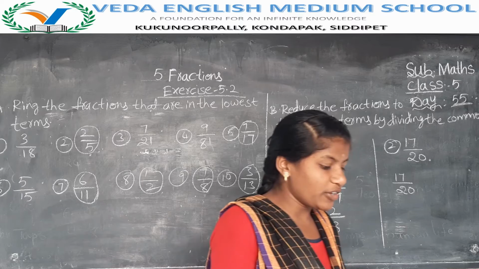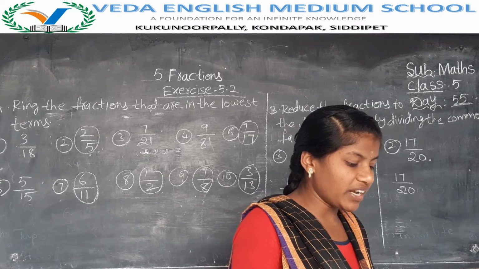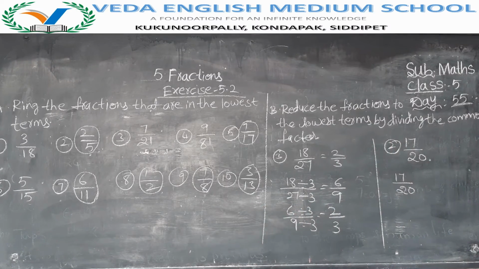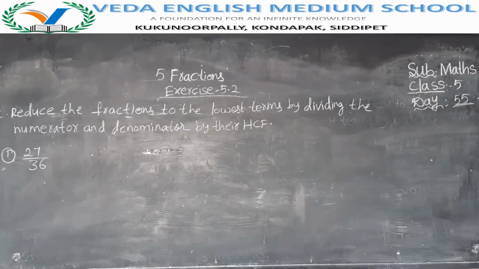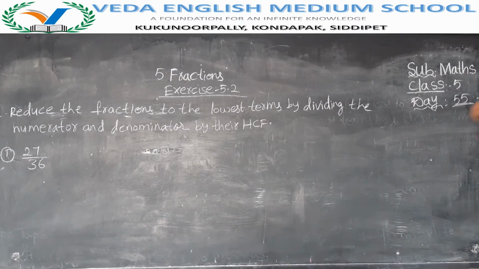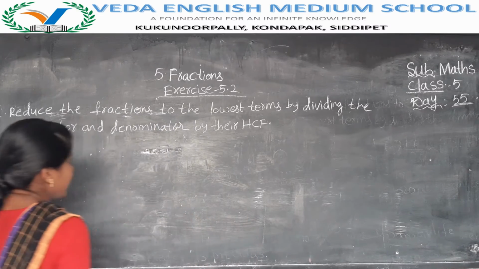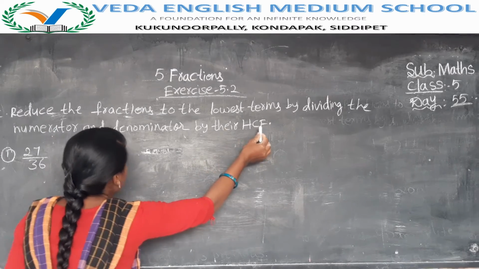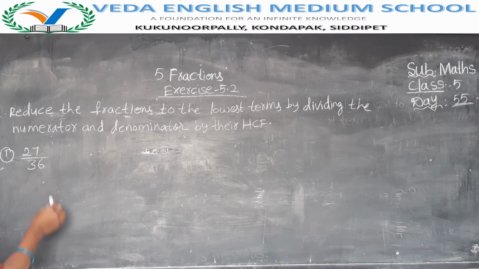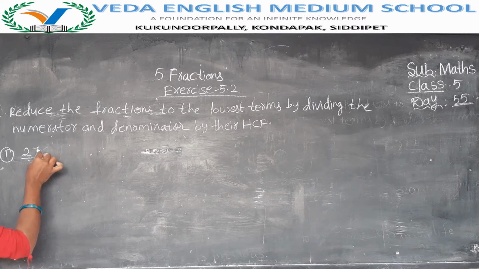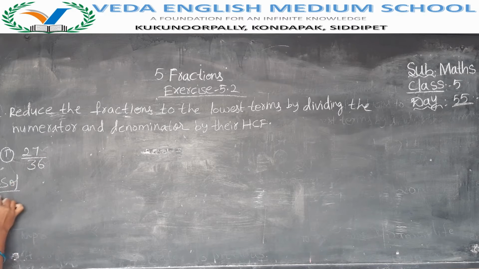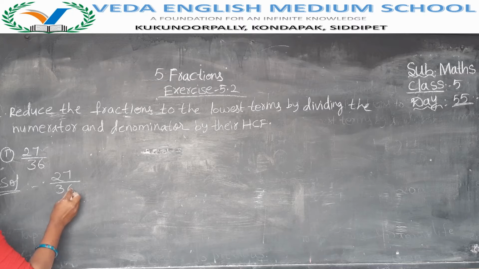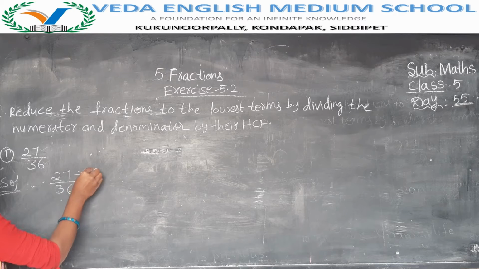Next bit is there: reduce the fractions to the lowest terms by dividing the numerator and denominator by their HCF, by using the HCF method. That means, what is the highest common factor of 27 and 36? 27 is the numerator, 36 is the denominator. What is the highest common factor for both 27 and 36? That means both are directly possible in which table they are asking? If you know the 9 table, then both are divisible by the 9 table.